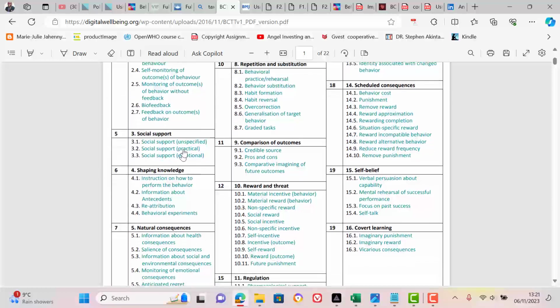So now I can see shaping knowledge. Shaping knowledge, I can either do 4.1, 4.2, 4.3, or 4.4. So which one can I do? I can select that based on the context of my program, using the APEASE criteria. I can instruct people on how to go for their antenatal checks, in terms of the frequency and the importance.